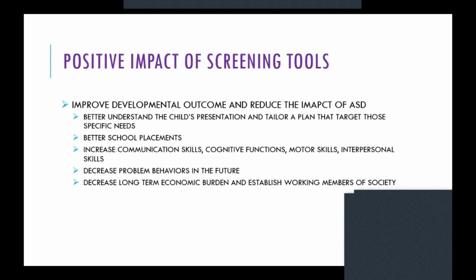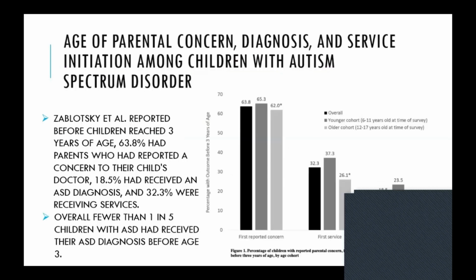the positive impacts of screening tools, better understanding the child's presentation at an earlier point so that we can tailor their needs specifically for them, including early intervention with AZIP, getting them better school placements by starting with an IEP at 3, and then getting them additional therapies to increase their communication skills, assist with cognitive function, motor skills, interpersonal skills, decreasing problem behaviors in the future, and then, of course, decreasing the long-term economic burden and establishing more working members of society.